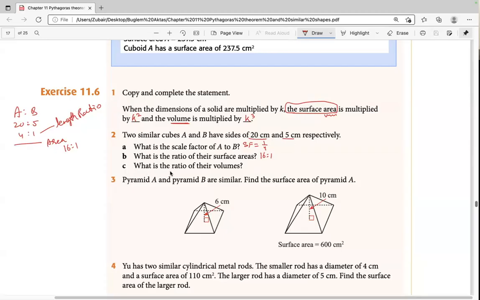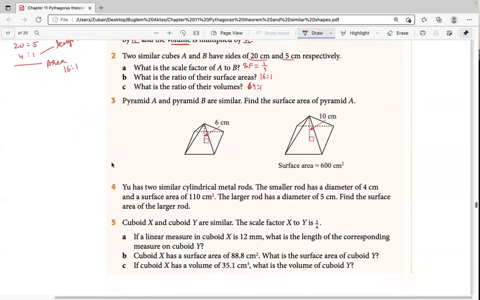C part. What is the ratio of their volumes? 64 over 1? Very good. 64 ratio 1, because you knew the lengths were 1 ratio 4, so for volume you did the cube. Question number 3. Pyramid A and pyramid B are similar. Find the surface area of pyramid A.